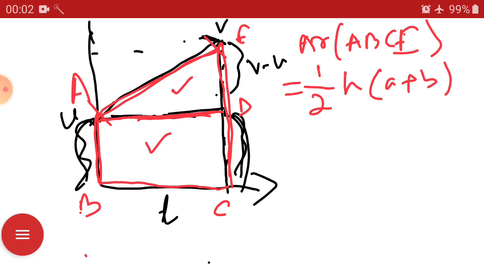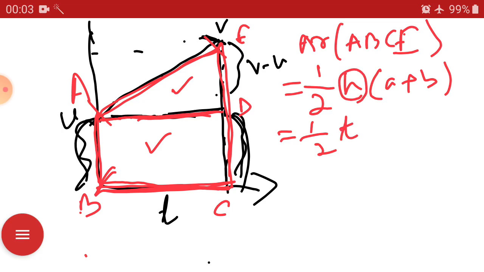Let's say these are the parallel sides, and h is the height. Half into height: here this BC is the perpendicular one, so it can be the height. This BC represents the time, so in place of height I can write time t, into the sum of parallel sides. So what are they here? This is one side, this is another side. This side is u, this side is v. So the sum of parallel sides is u plus v.